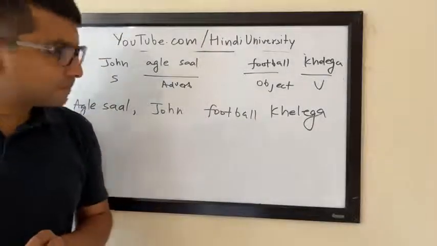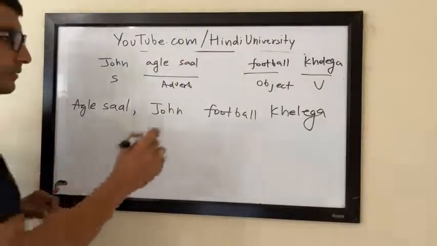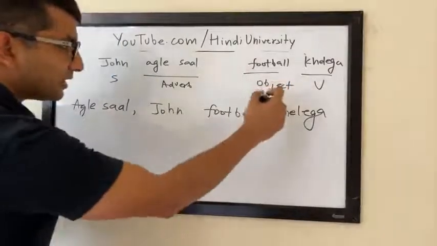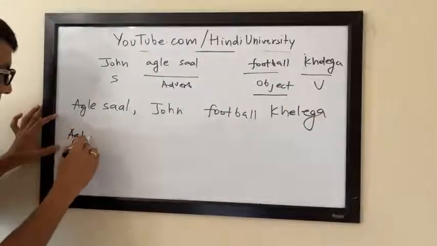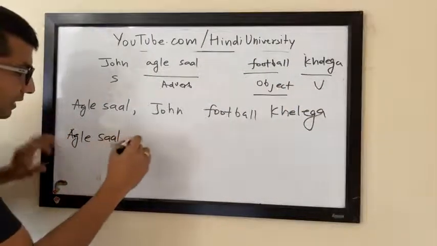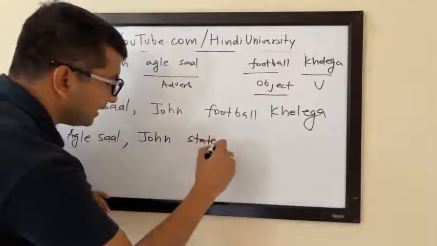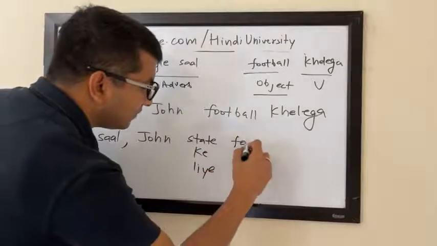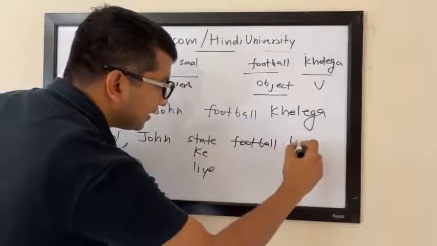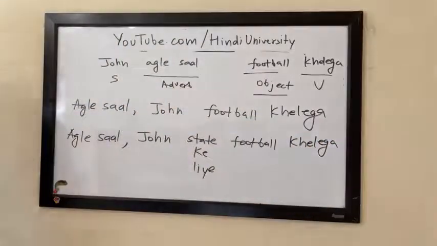Where do you put the descriptor of state के लिए? You can put before the object. Oh, sorry, the indirect object will come before the object. So you can put अगले साल John state के लिए फुटबॉल खेलेगा. ओके, अगले साल जॉन स्टेट के लिए फुटबॉल खेलेगा.